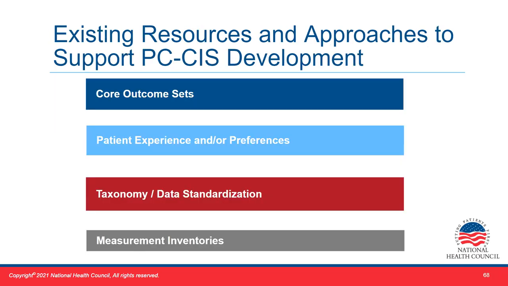So we also found through this environmental scan four categories of data. And again, I won't go into depth on these, but the existing information that's out there that can help us with our work is about core outcome sets, patient experiences and preference work, as we heard earlier, some existing taxonomies and work to standardize data, and some measurement inventories that are out there, but they are ad hoc and scattered, and this kind of effort could bring those together. Next slide, please.